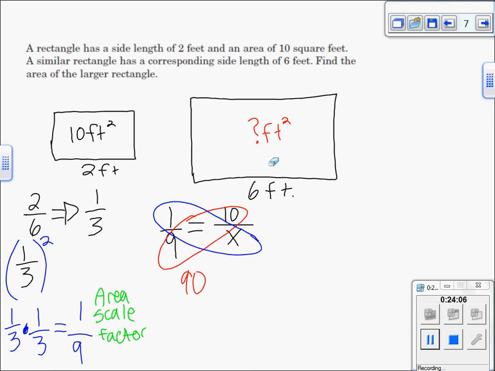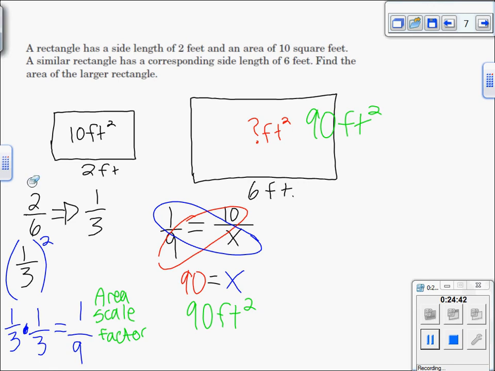Cross product property as always. 9 times 10 is 90. 1 times x is just regular old x. So there's actually nothing to solve for in this case. 90 equals x. That's great. If that had not been a 1, if that had been a 2, for example, we'd have a 2x here. We would divide both sides by 2. But that's not the case. And that's because we remembered to simplify it. We save ourselves effort. So 90 equals x. So that tells us the area of the missing rectangle is 90 square feet. That is the area of the larger rectangle.